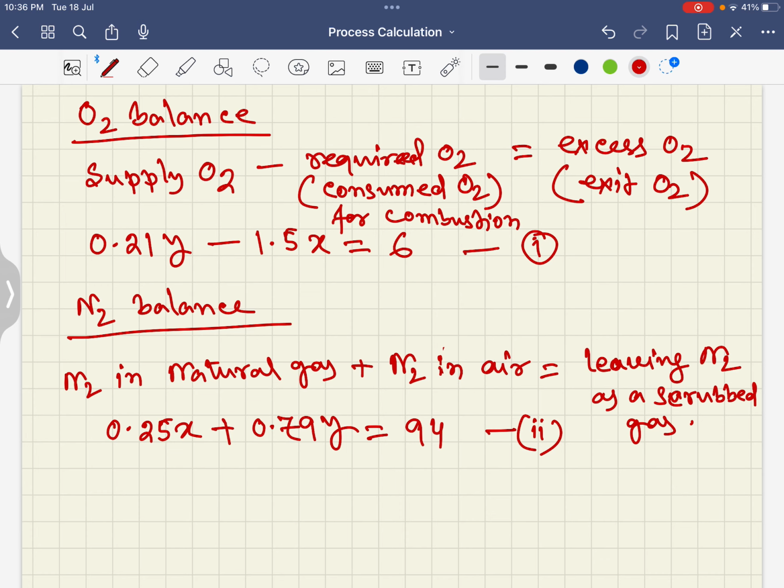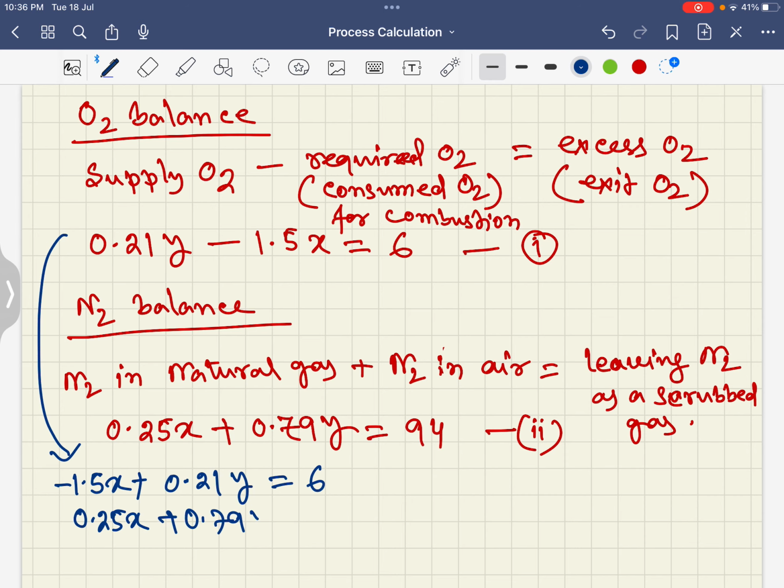Now we can write equations 1 and 2 nicely. Equation 1 is 0.21y minus 1.5x is equal to 6, and equation 2 is 0.25x plus 0.79y is equal to 94.